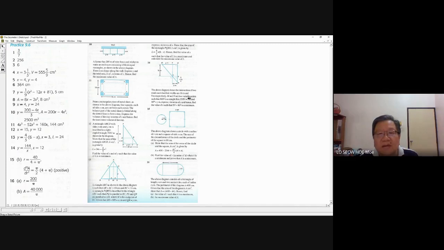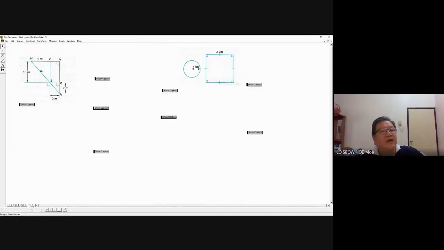What do you want us to find? So they want us to find y in terms of x, okay? And the minimum value of RN plus MP, okay? So we go back to the question. So this is the road. Now there's a line across the two roads, okay?